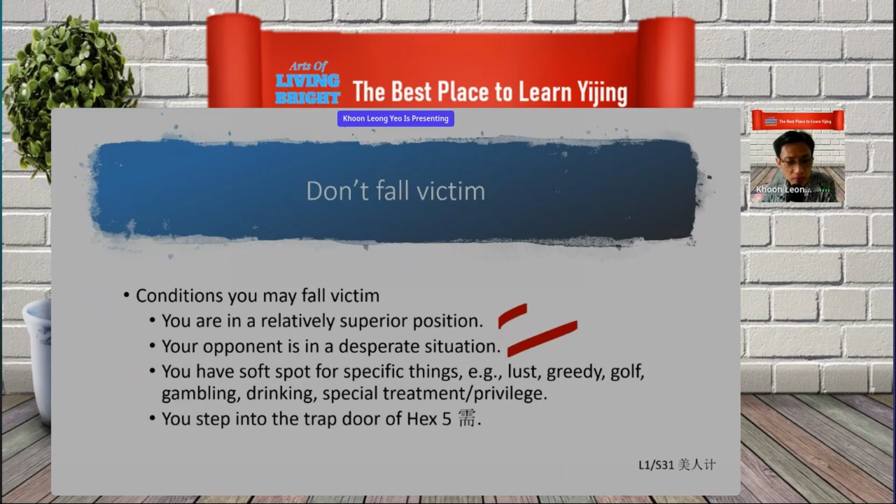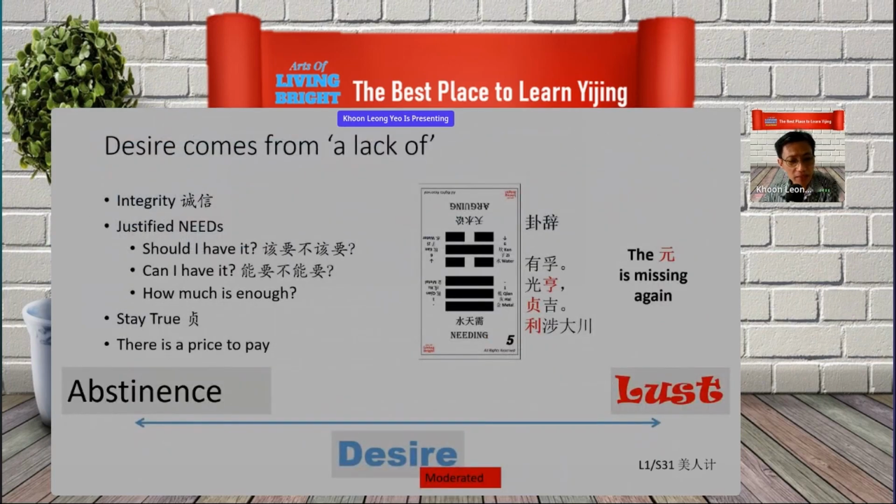Then you may step into the trapdoor of hexagram 5, which is 虚卦. Now, if you can recall 虚卦 in AOM1, it has these two statements to offer you. Every time when people offer you something, offer you a 美人, a beauty, you must always ask yourself these two questions. Should I have it? Can I have it? 该要不该要？能要不能要？ If you can answer these two questions, I think that will keep you in a very safe spot. You won't be creating an unnecessary soft spot for your opponent. So remember these are hexagram 5.